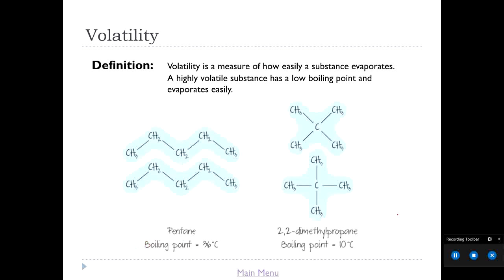So if we add some branching groups in here, for example, here are two isomers of pentane. We have pentane, which is a straight chain alkane, and we have 2,2-dimethylpropane, which is an isomer of pentane but is a branched chain alkane. Look at the boiling points: 36 for pentane and 10 for 2,2-dimethylpropane. Both of these have the exact same molar mass, the same molecular formula, but a different structure.